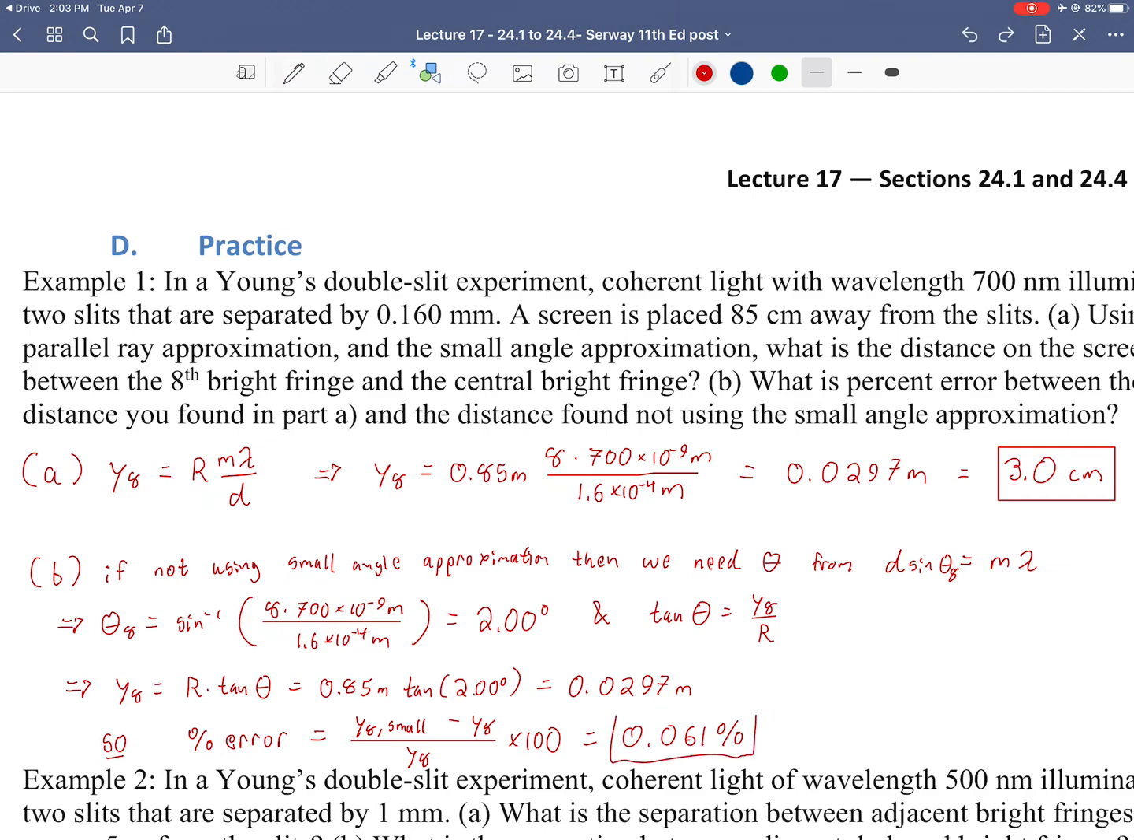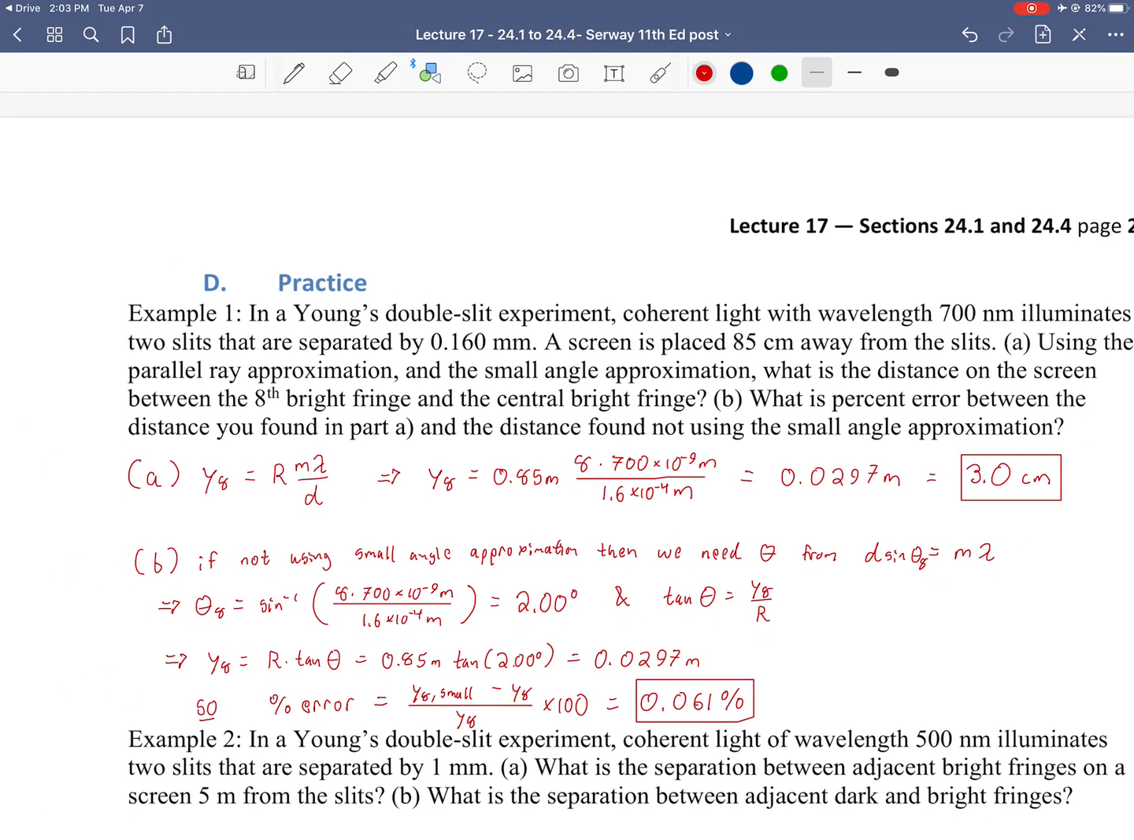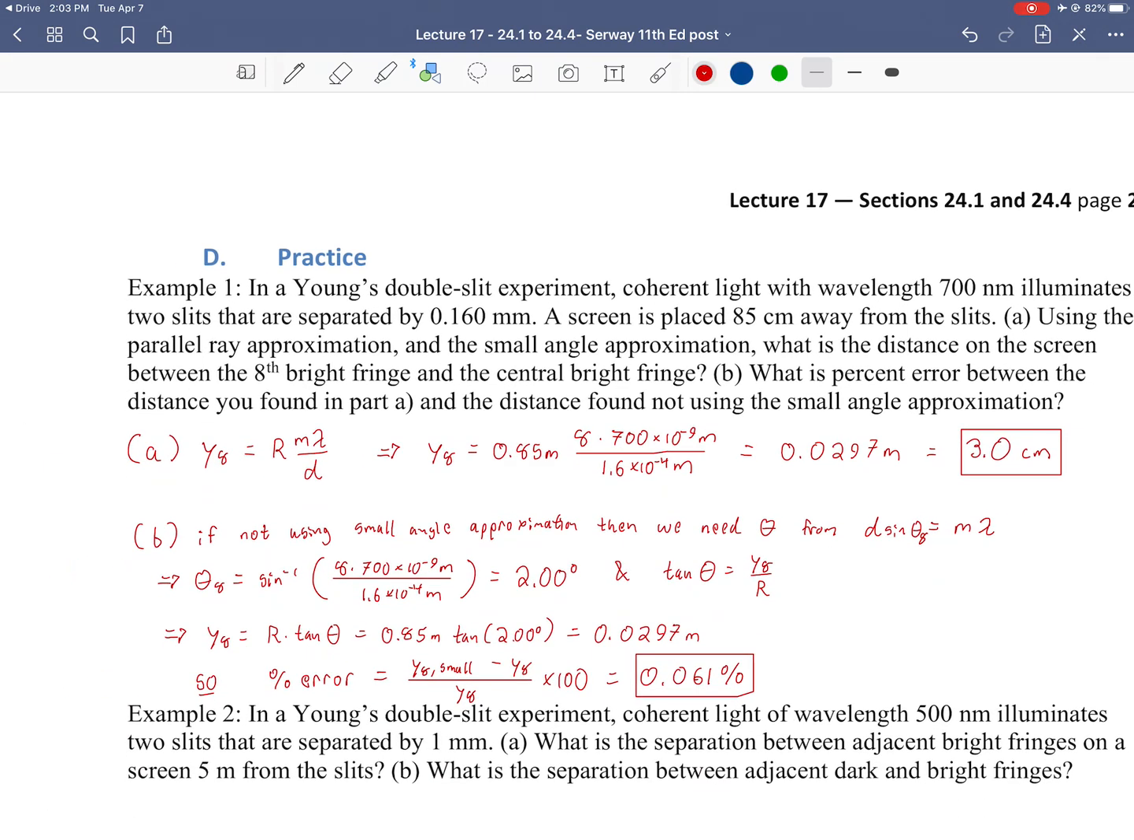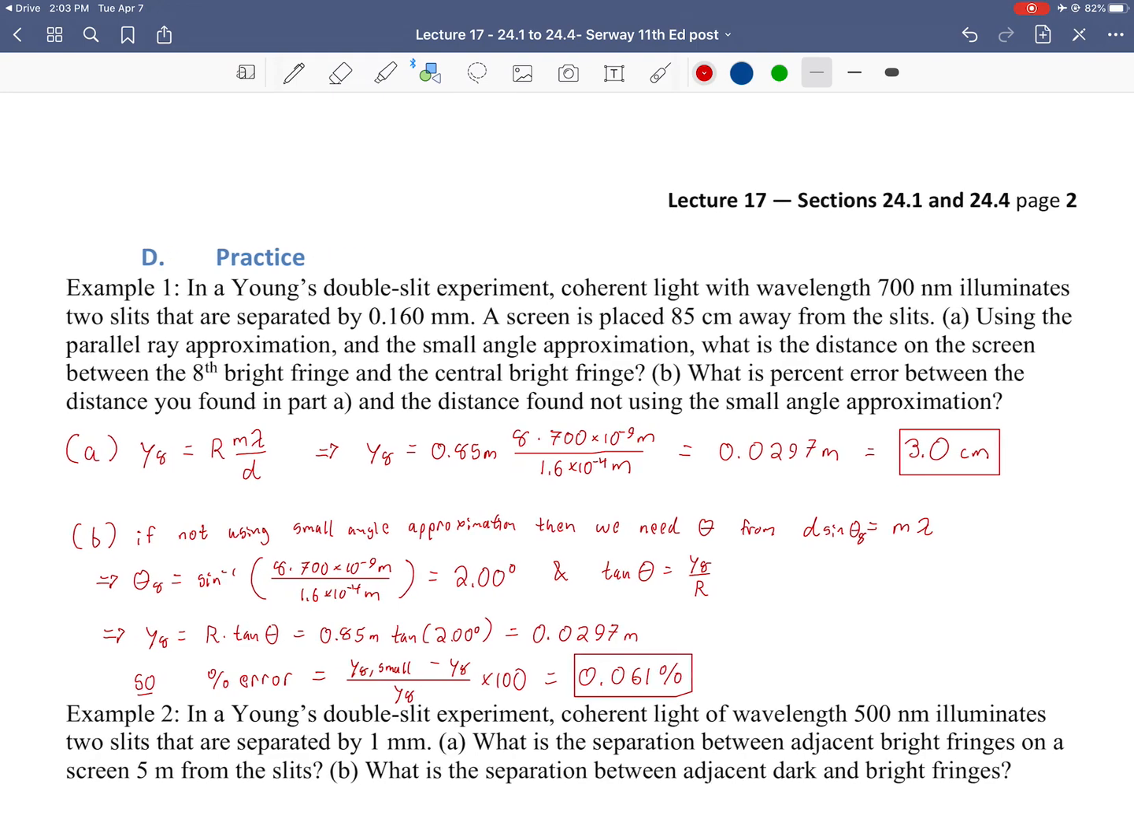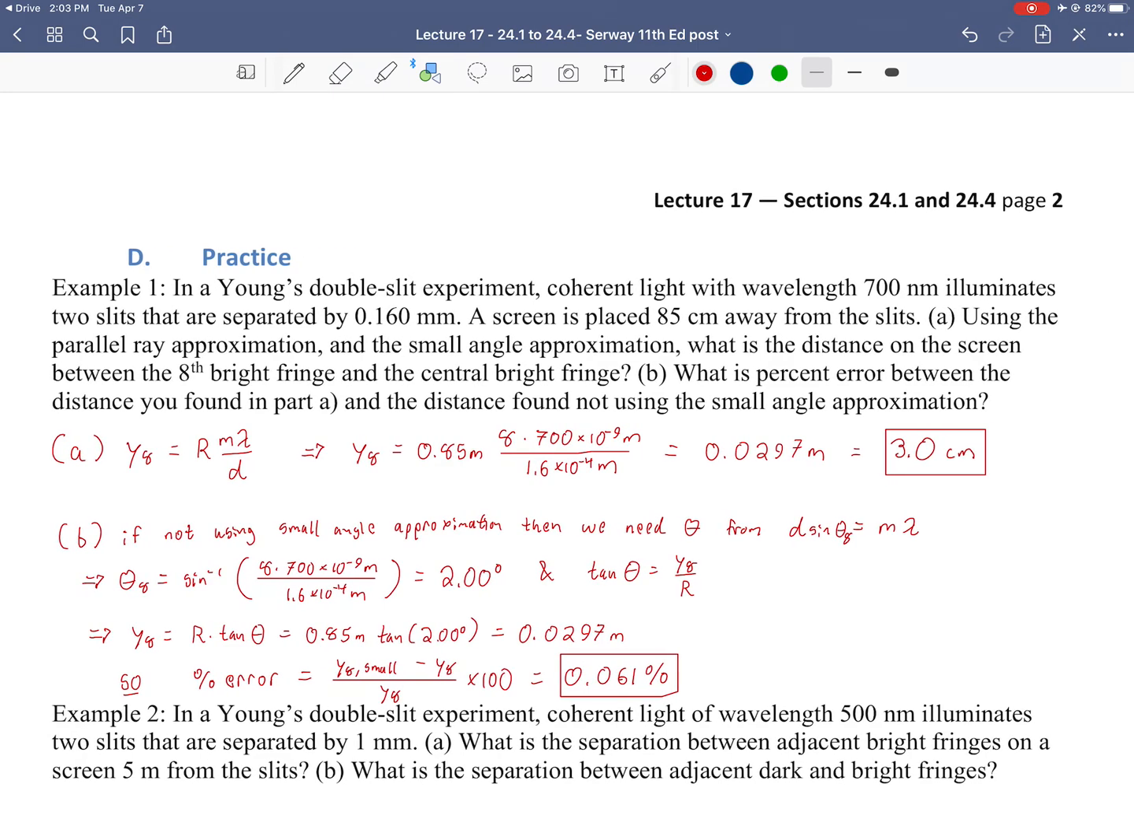0.061% error. Well, I'd call that acceptable. Looks like we can get away with using the small angle approximation in this case. So there you maybe saw some justification for using one of the approximations. You're probably tired of hearing me talk about approximations, but you can see the idea here.